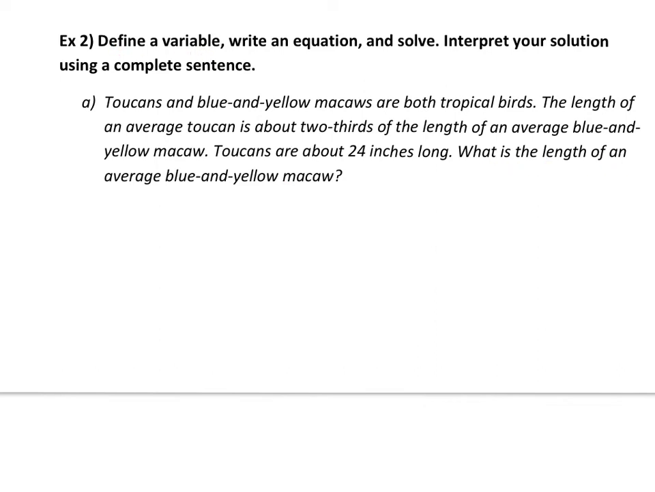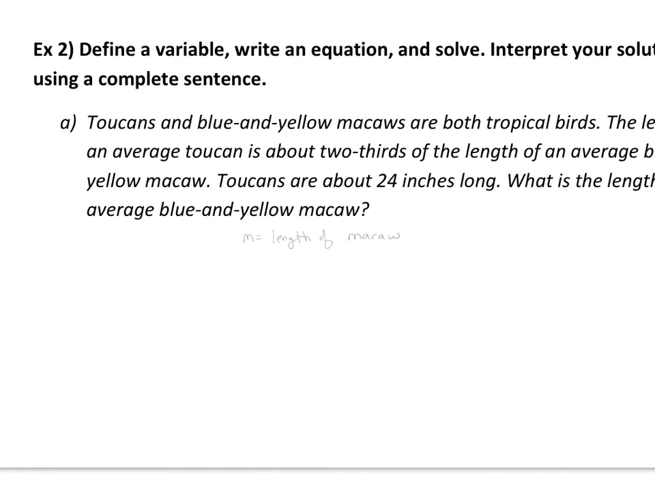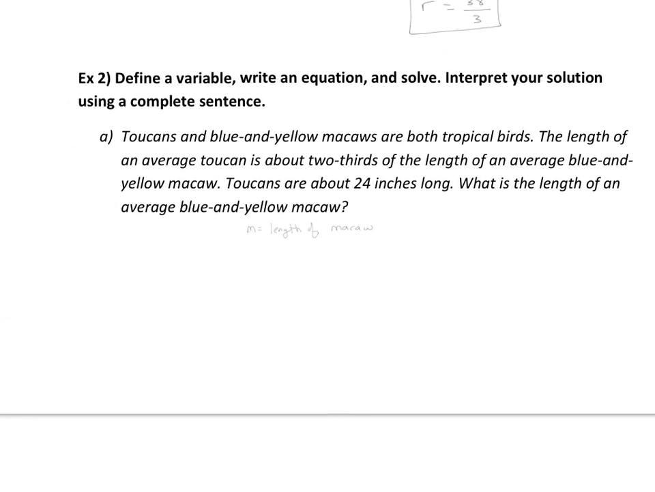That's step 1. Okay, so we are looking for the length of, I'm just going to say macaw instead of putting the blue and yellow in front there. Okay. When I do this, a lot of times I like to make it letters that kind of apply to what's going on in the problem so it doesn't confuse me. So I'm going to put M, length of macaw.